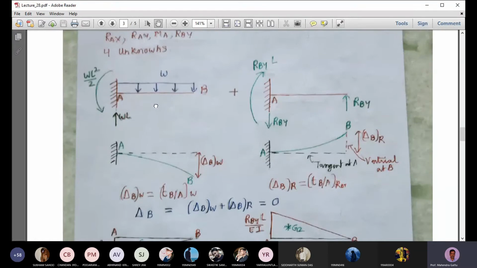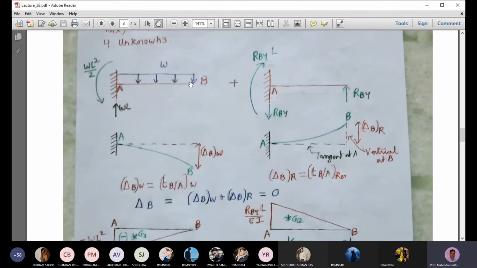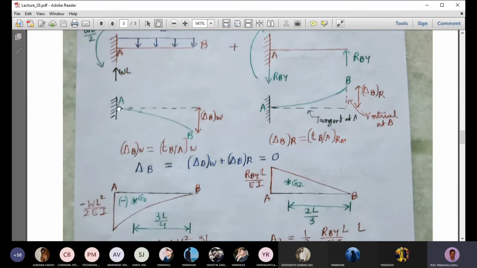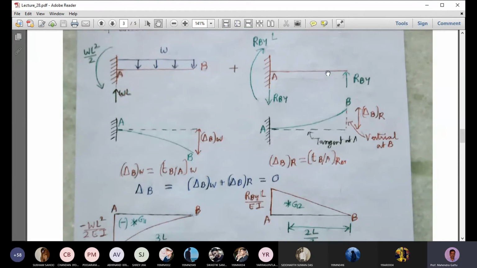Because of this distributed load, point B will move in the downward direction by a small amount. This is the deflected shape of the beam. At A the slope is 0, and at B there will be some slope and also a vertical deflection. Let's call the vertical deflection delta B due to the distributed load W. Similarly, for this cantilever beam subjected to the RBY load, the reaction from the prop, the beam will deflect in this fashion, and there will be some deflection at point B in the upward direction. That will be delta B due to R.